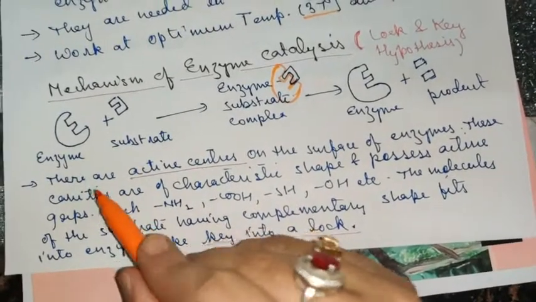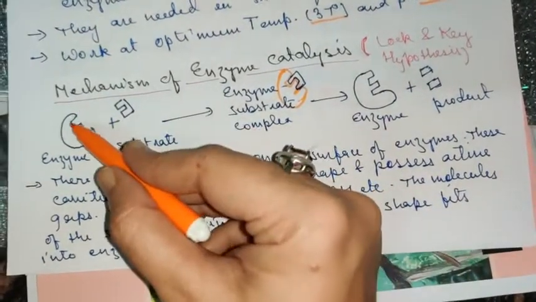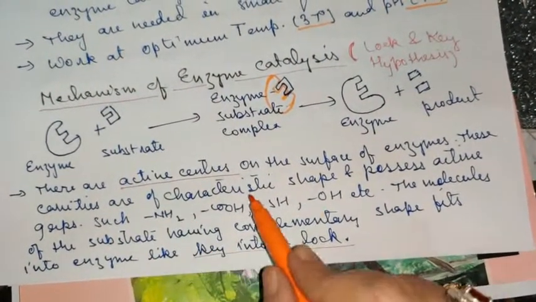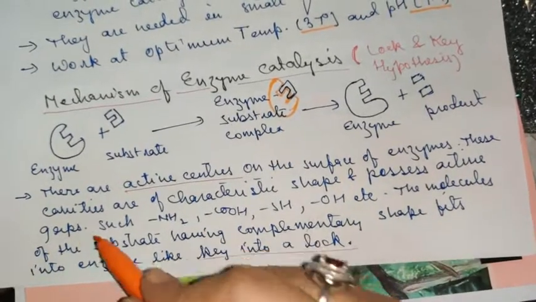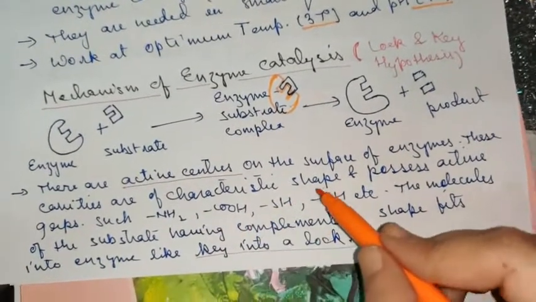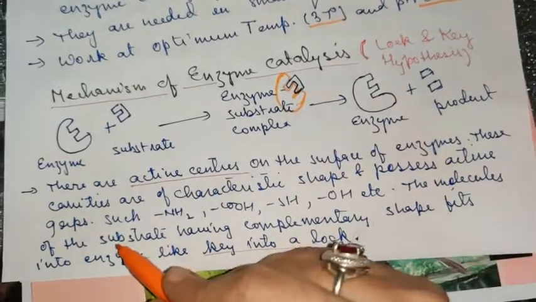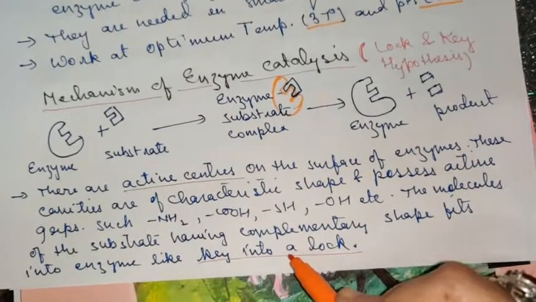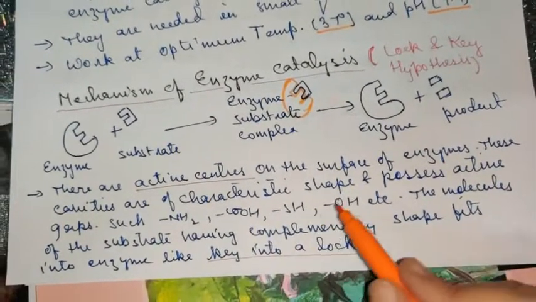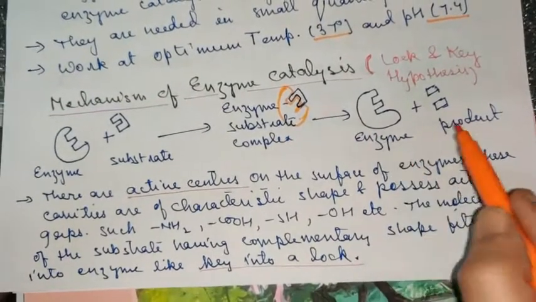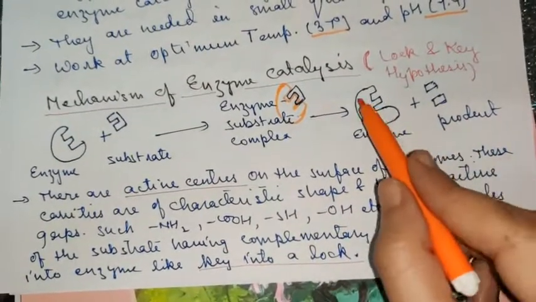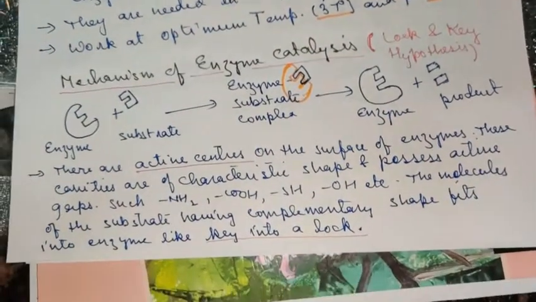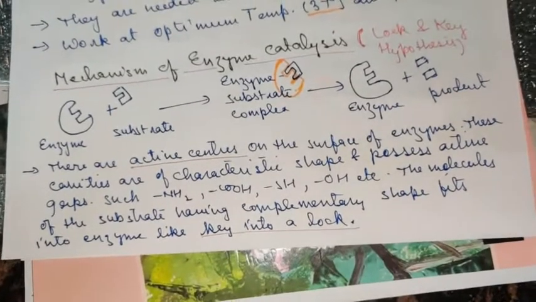So I have mentioned here there are active centers. These are called active centers on the surface of the enzymes. These cavities are of characteristic shape and possess active groups such as amine, acid, thiol, alcohol, etc. The molecules of the substrate having complementary shape fit into the enzyme like a key into a lock, and then on further reaction the enzyme is separated from the product. Because it is also a catalyst, it will just help in carrying out the reaction, but it will not participate in the reaction. So I hope this topic is clear to you, children.